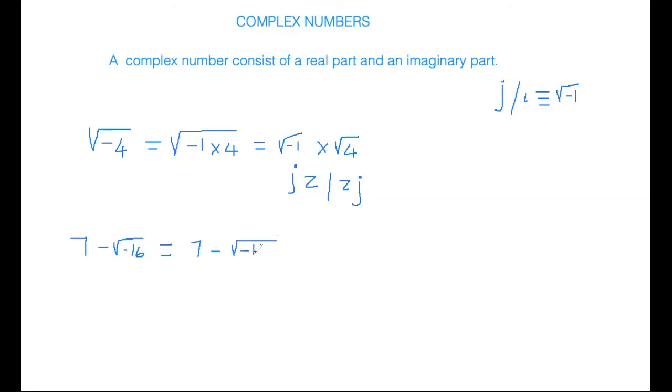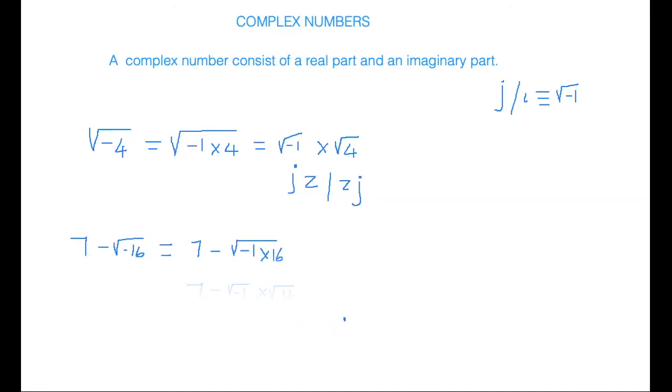So negative 16 is the same thing as negative 1 times 16. Then I'm going to split the square root. So I'll have root negative 1 times root 16. Now we're going to have 7 minus, now root negative 1, I am going to have j. You could have i. It's the same imaginary number. And the square root of 16 is 4. So this is 7 minus j4 or 7 minus 4j. And that is my real and imaginary part.